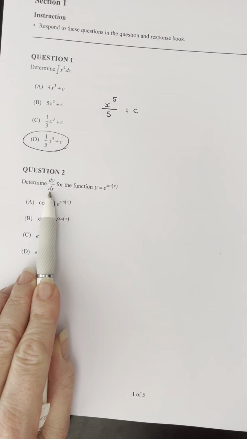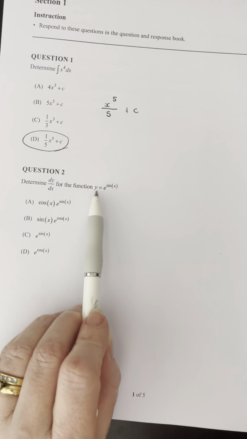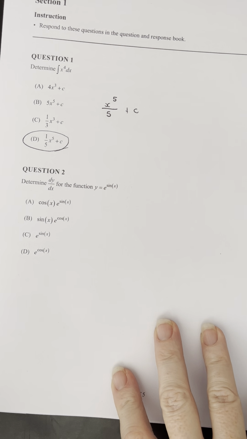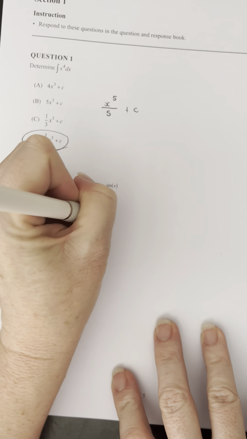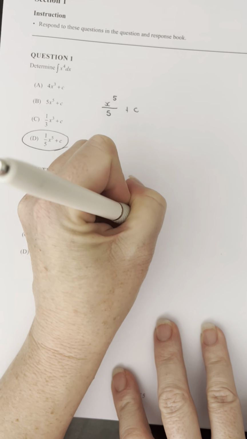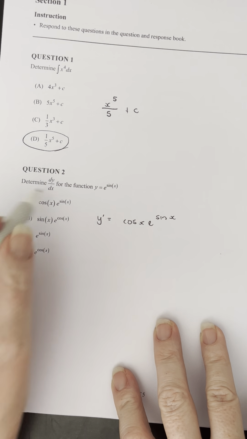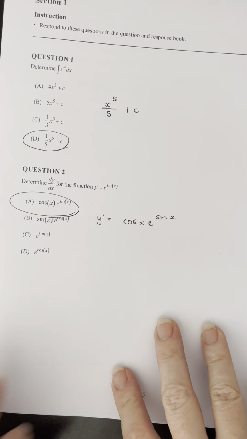Question 2. Determine the derivative for the function y equals e to the sine x. Now, when we have e to the something in the function, we're going to bring the derivative of that function to the front. So our y dash is going to be cos x e to the sine x there. So that is going to be our A as our answer there.